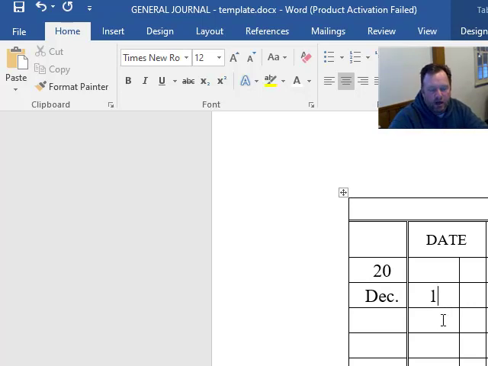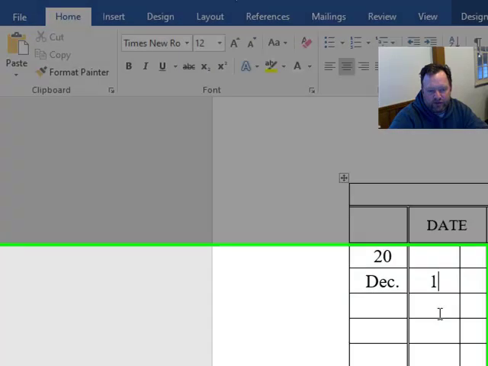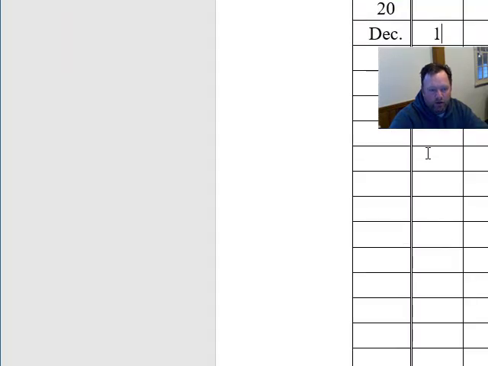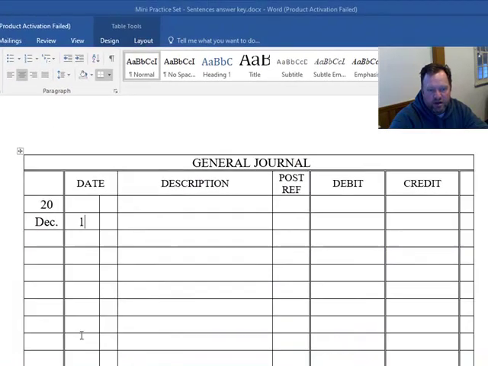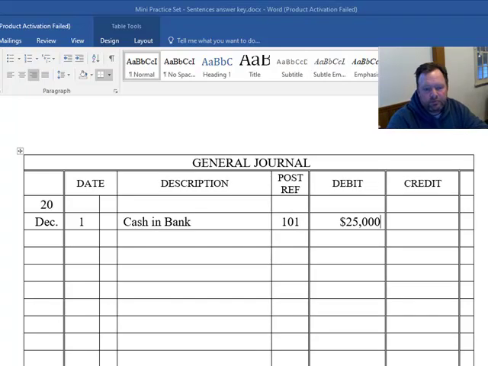Now, you'll see in the next transaction, you just have to write the dates going down. You don't need to write December. You just have to write the number or the date it happened on. The first account is always the debited account. In this case, cash and bank is our debited account. It is account 101, and it's debited for $25,000. So you might remember these steps pretty quickly.